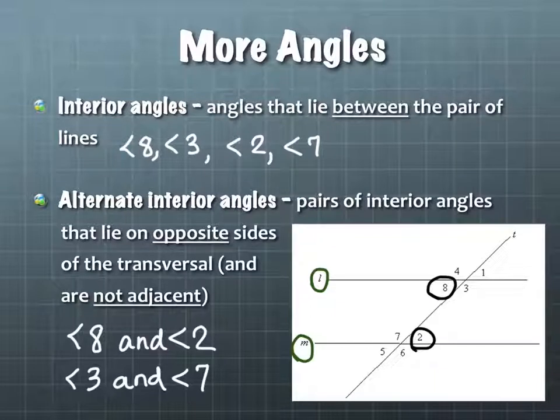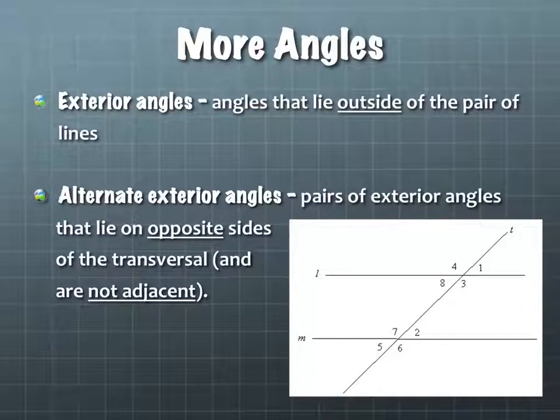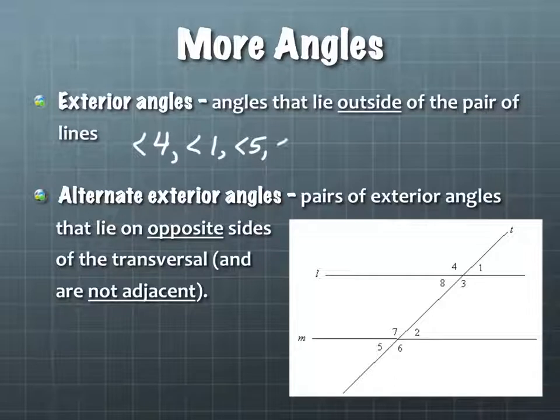Okay, exterior angles is the next one. Exterior angles are angles that lie outside the pair of parallel lines, or I'm sorry, the pair of lines. They don't necessarily have to be parallel. What are your exterior angles in this diagram? 4, 1, 5, and 6. Those are my exterior angles.